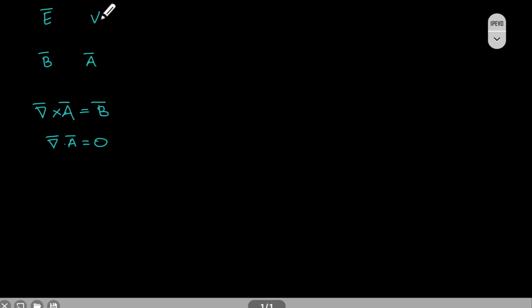The electric potential is actually easier to work with than the electric field. This is a scalar function. It depends on the position, but it's a single number. In contrast, the magnetic vector potential, it's a vector. For every point in space, you will need to know three quantities, the x, y, z components of A.